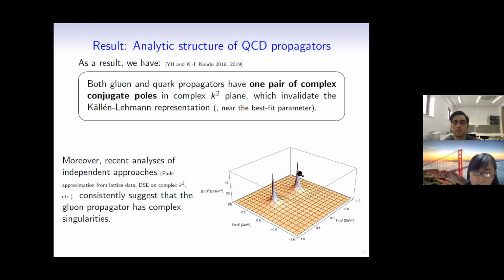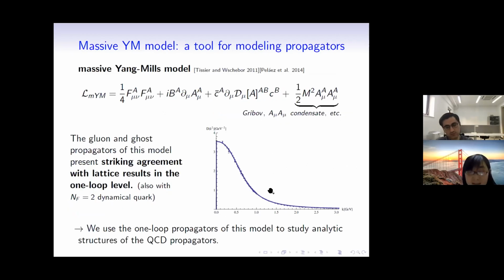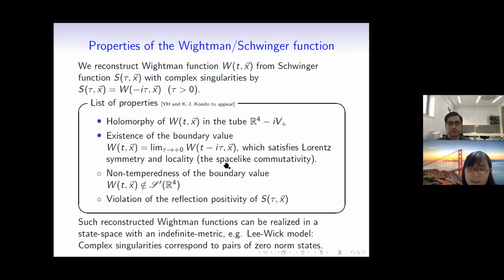So it would be a good time to consider formal aspects of complex singularities. Since we have fitted the propagator to the lattice results, we shall begin with the Euclidean propagator, namely the Schwinger function. So we reconstruct the Wightman function from the Schwinger function with complex singularities by this relation. Here are analytic properties of them in the presence of complex singularities. The first two properties are usual, but the last two properties are different from those of the standard case.